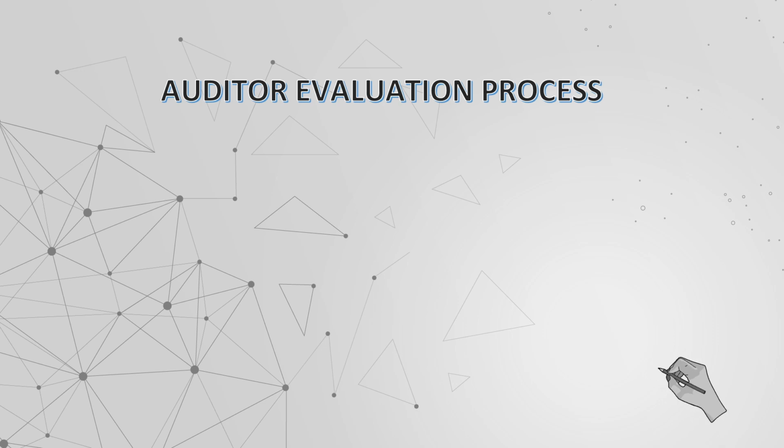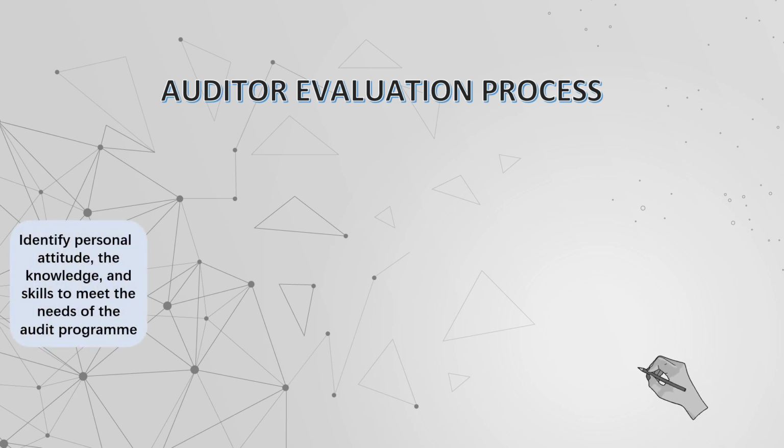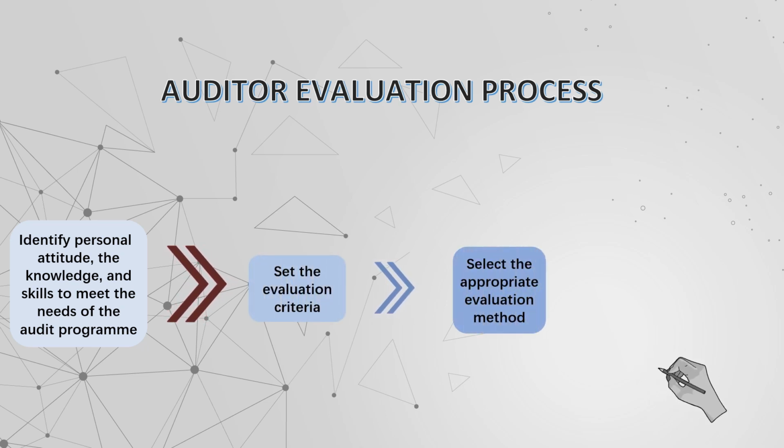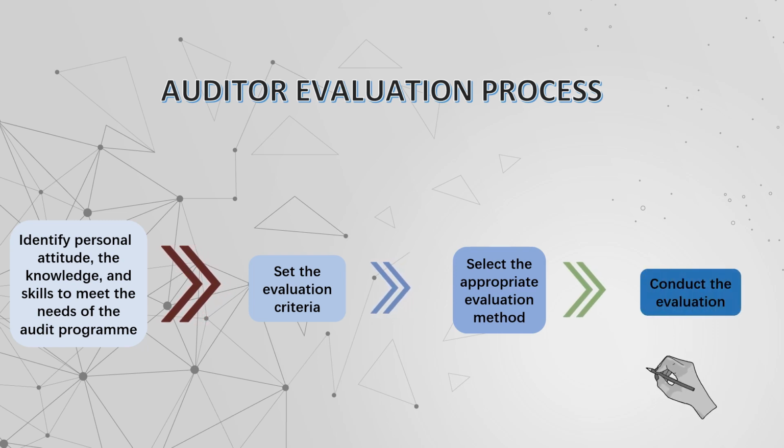For the auditor evaluation process, if you still remember, we mentioned this process minutes ago. So in this process, firstly, we need to identify personal attributes, the knowledge and skills to meet the needs of the audit program. Secondly, set the evaluation criteria. Thirdly, select the appropriate evaluation method. And finally, conduct the evaluation.